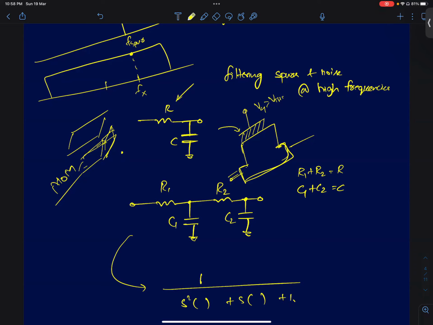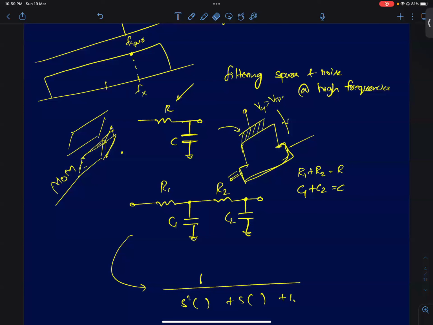But the problem is that, I mean, the advantage is that this will give you a better area density. You can compress a larger capacitor value in a smaller area when compared to metal and metal capacitors.